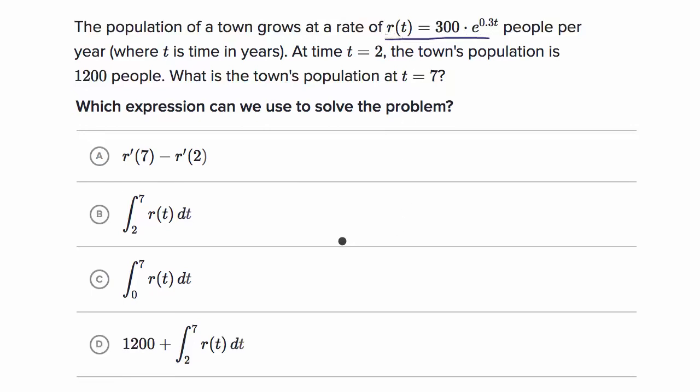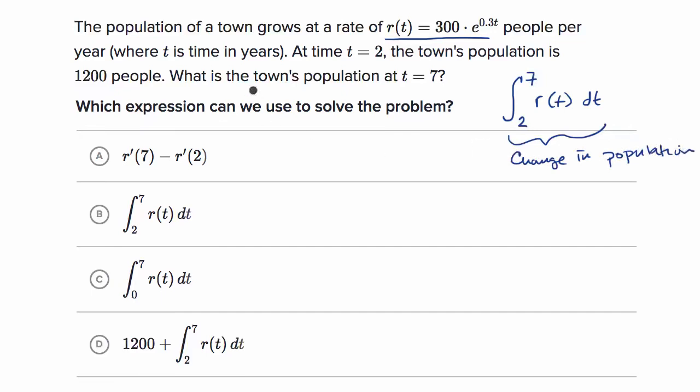And so if you want to find a change in population from one time to another time, what you could do is take the integral of the rate function from the starting time, t equals 2 years, to t equals 7 years. So we're going to take the integral of the rate function, and this is going to tell us the change in population from time 2 to time 7. Let me just write this out: change in population.